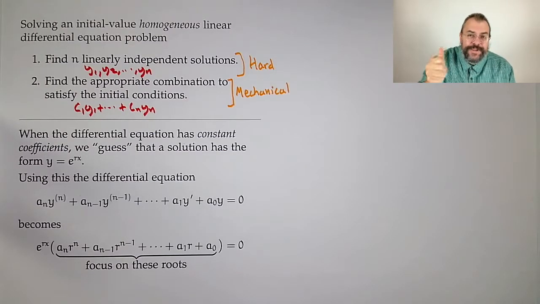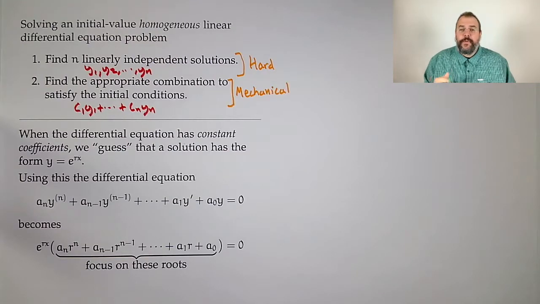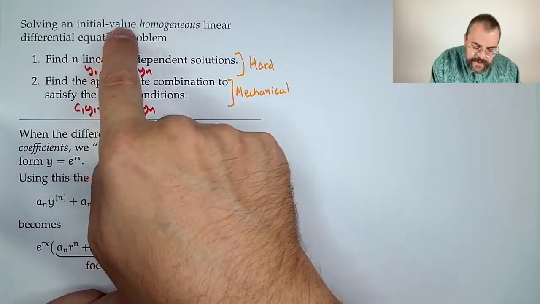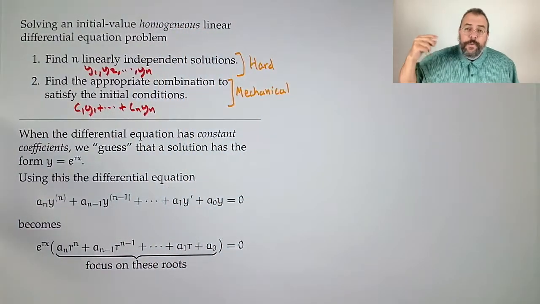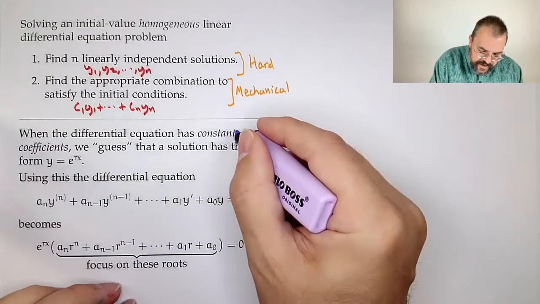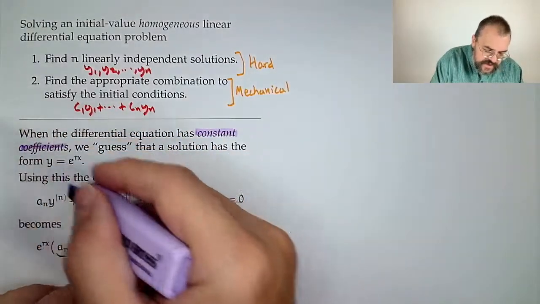There's one really special case where there's actually a nice way to find the solutions. And that's what we're going to spend some time on. And so what's that special case? Well, we're going to add something. We don't just want an initial value problem that's homogeneous and linear. We're going to say one more thing. What's that one thing that really puts it over the top? And that is if it's constant coefficients.